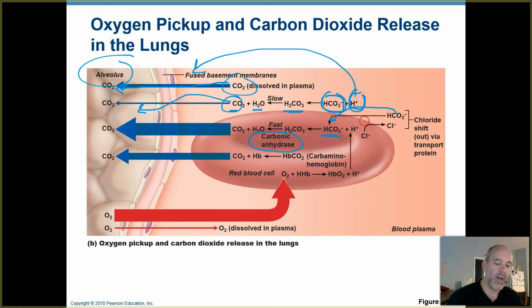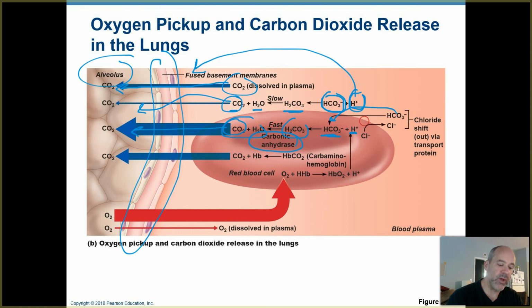But bicarb inside red blood cells, hydrogen ions inside red blood cells. This enzyme forces them very quickly to combine into carbonic acid and then quickly causes them to break apart, and then that CO2 can diffuse across the respiratory membrane. Remember, this is your respiratory membrane right here, and into the air inside the alveoli.